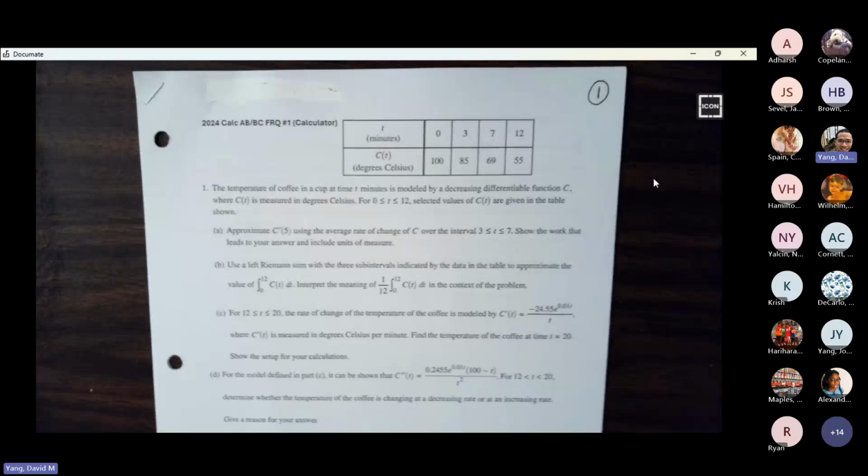Okay, so let's start with calculator number one.